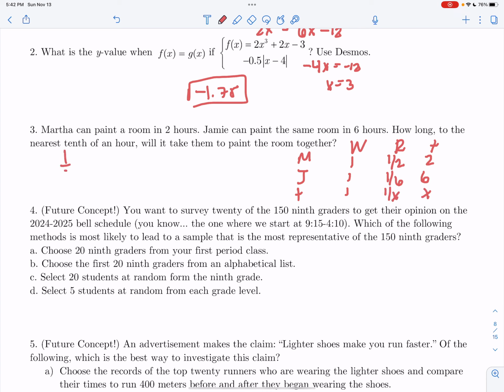So I have 1/2 plus 1/6 is equal to 1 over x. Let's go ahead and figure out what 1/2 plus 1/6 is in terms of a fraction. That's going to be 2/3 is equal to 1 over x. Once you do that and you solve for x, it's going to be 3 over 2, which is 1.5 hours. So it's going to take them 1.5 hours to paint the room together.